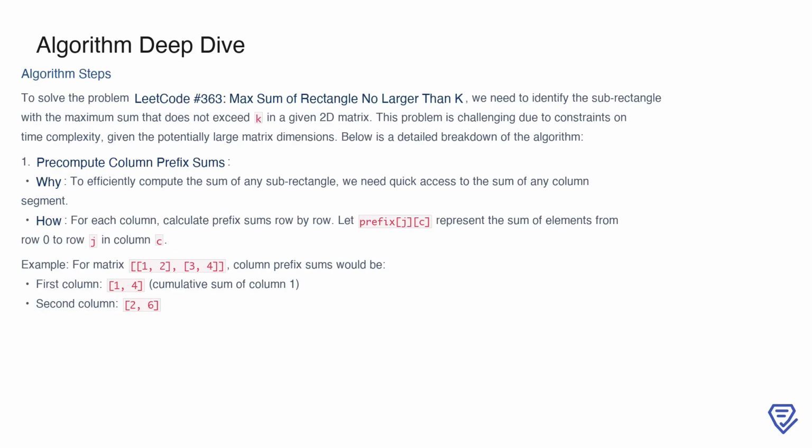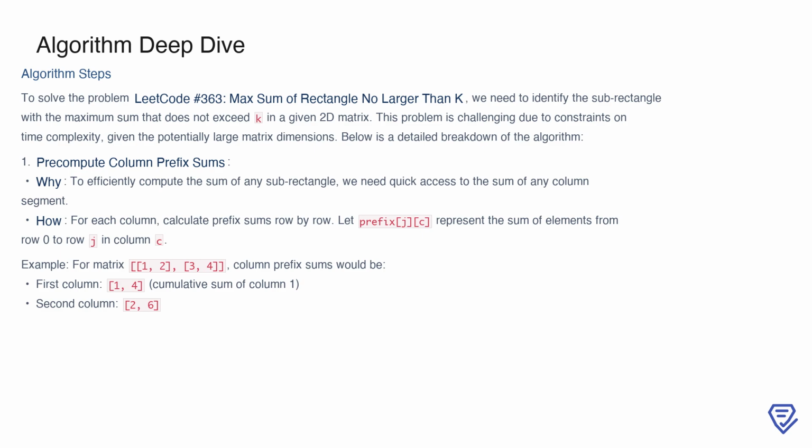To solve the problem of finding the maximum sum of a rectangle in a 2D matrix that does not exceed a given value k, we start by breaking the problem into manageable steps. The first step involves pre-computing column prefix sums. By doing this, we can quickly retrieve the sum of any segment within a column.